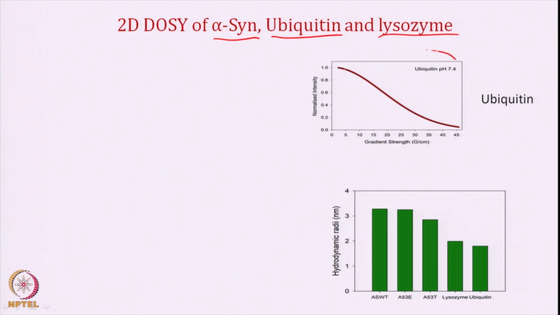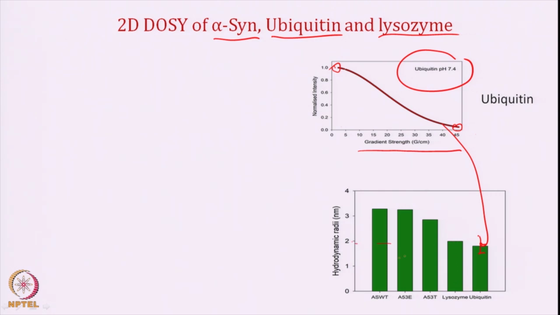If you record a similar kind of experiment, here I am showing you for ubiquitin, you can see I am varying the gradient strength. This parameter is varied from 5% to 95%, so from less than 5 Gauss per cm to almost 46 Gauss per cm, and here is the normalized intensity. At 5% gradient strength and at 95%, you have a nice curve. Now, I fitted the Stejskal-Tanner equation, and one can find that the hydrodynamic radius of ubiquitin is approximately 2 nanometer.